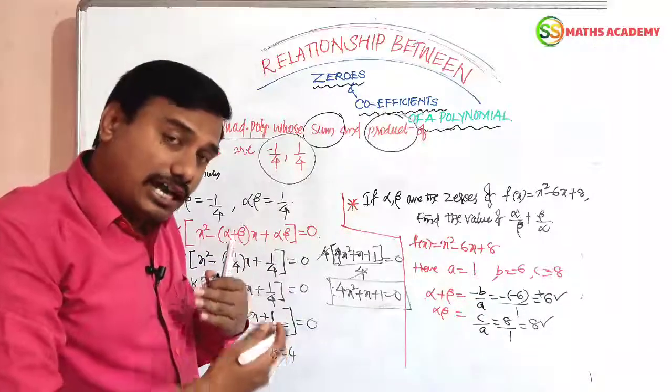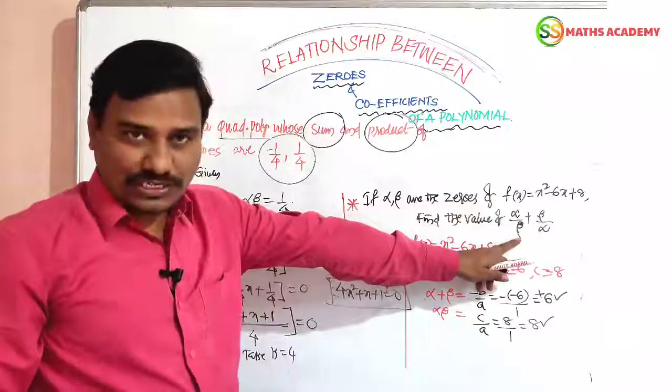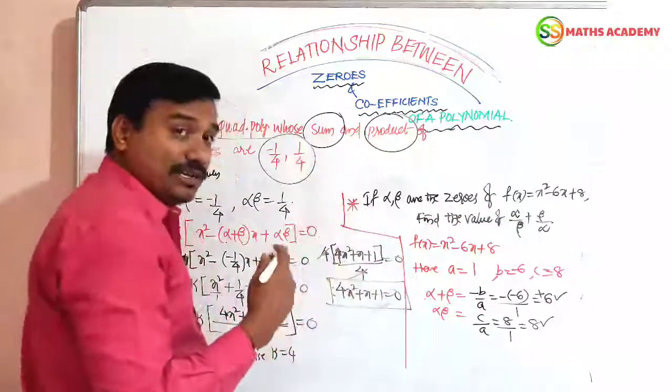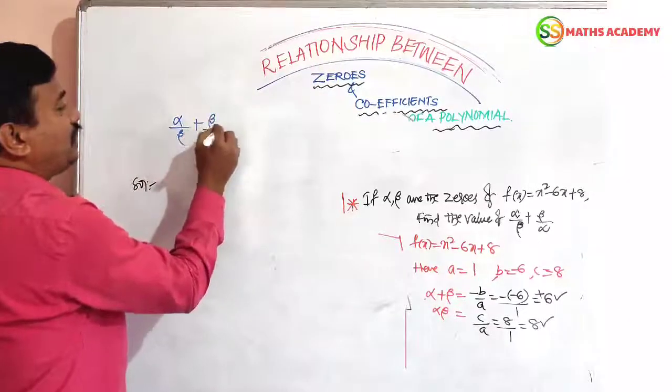The values we get now are what we have to use to find this answer. How to find this one? Let us see. Alpha by beta plus beta by alpha.